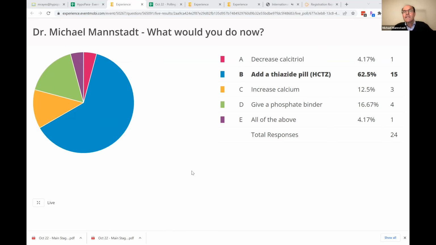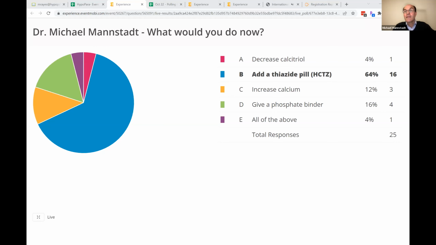So decreasing calcitriol does make some sense in that you will lower the blood calcium, right? And that will lower the urinary calcium. But you remember that when she was on 0.25 calcitriol, when we switched to the lower calcium amount, she had too many symptoms. So unfortunately, we can't do that, right? That's why one would not be correct.